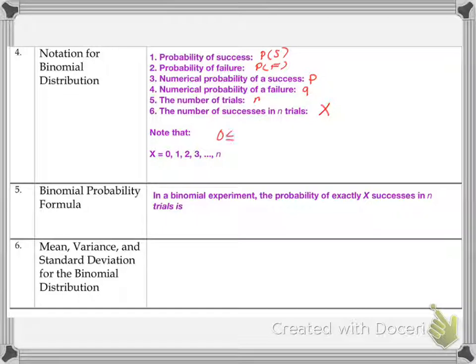Note that x, the number of successes in n trials, is between 0 and n, right? That makes sense. x equals 0, 1, 2, 3, all the way up to n. Okay, so that's notation that we're going to take into consideration moving forward.